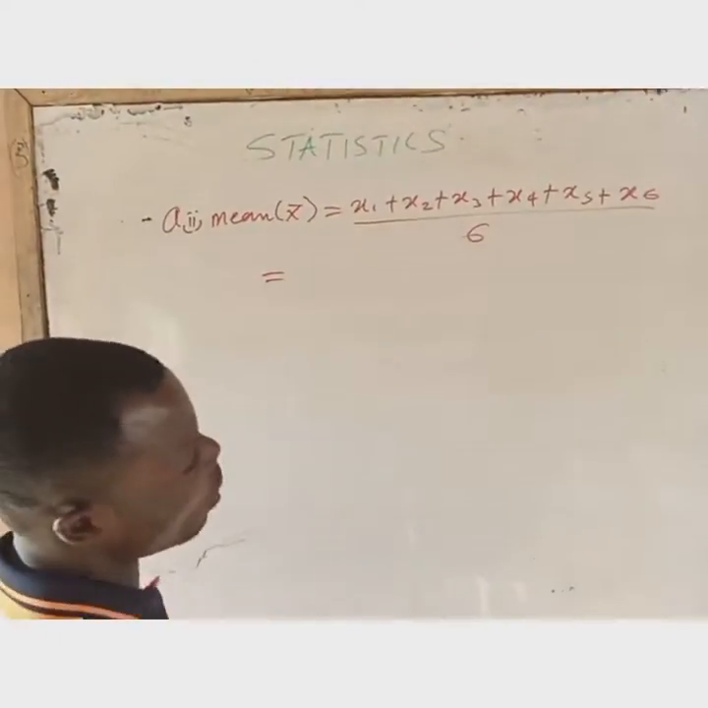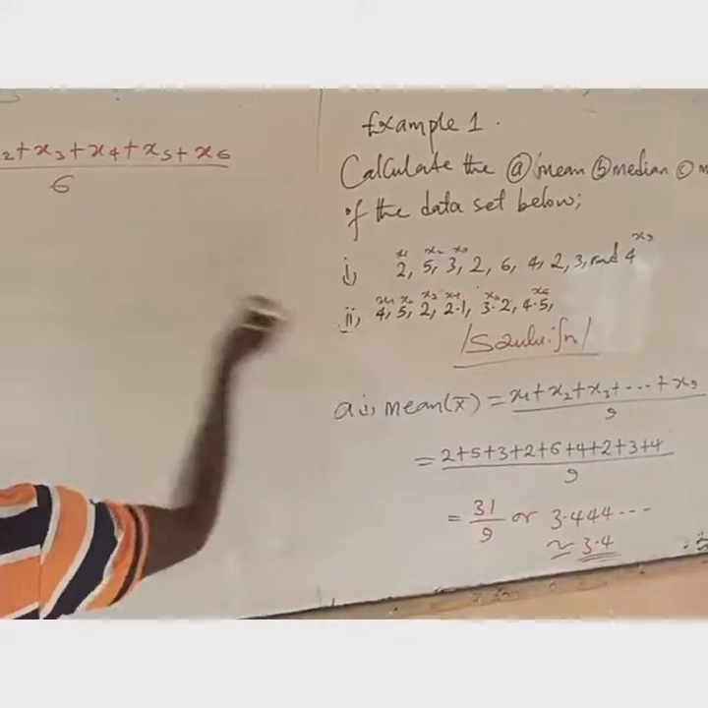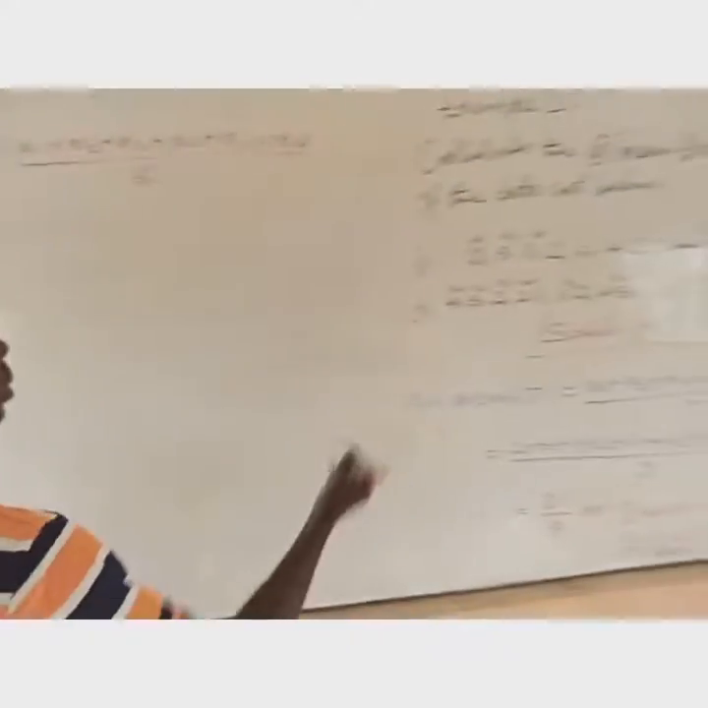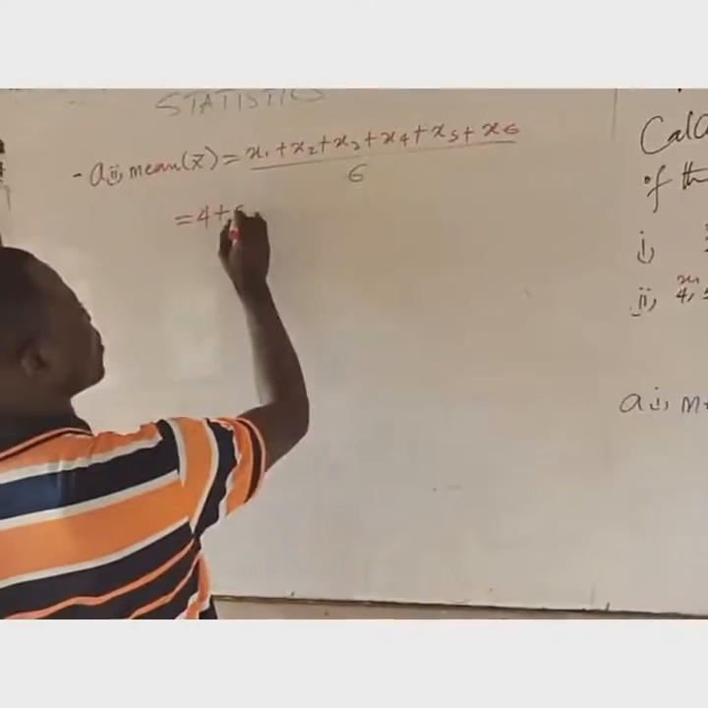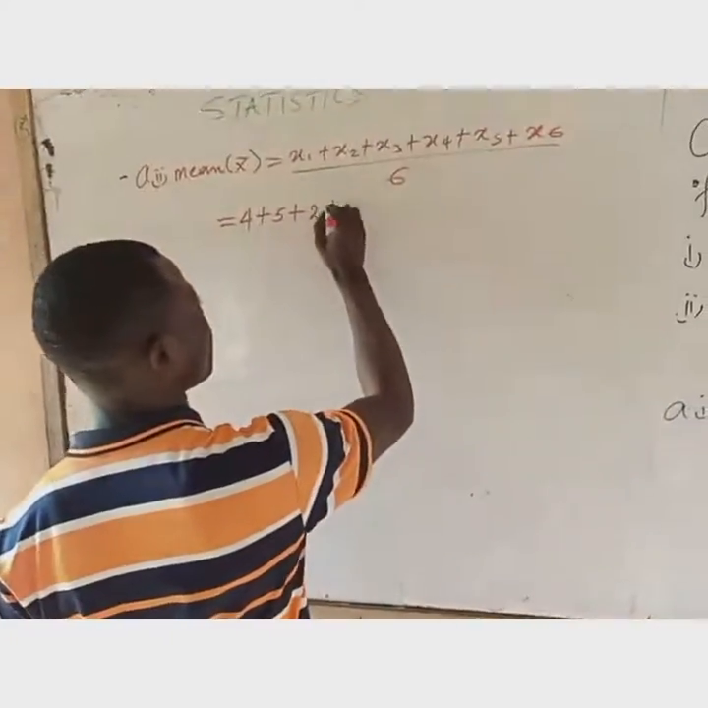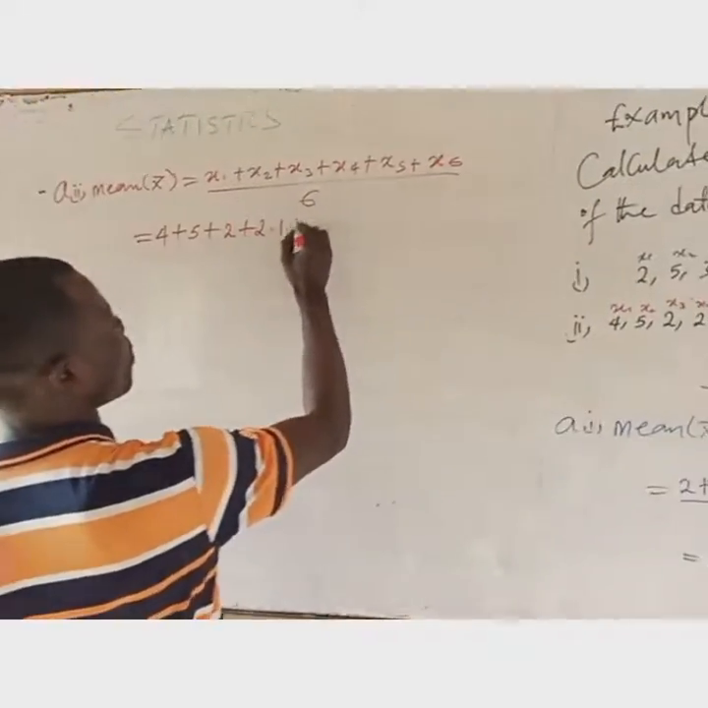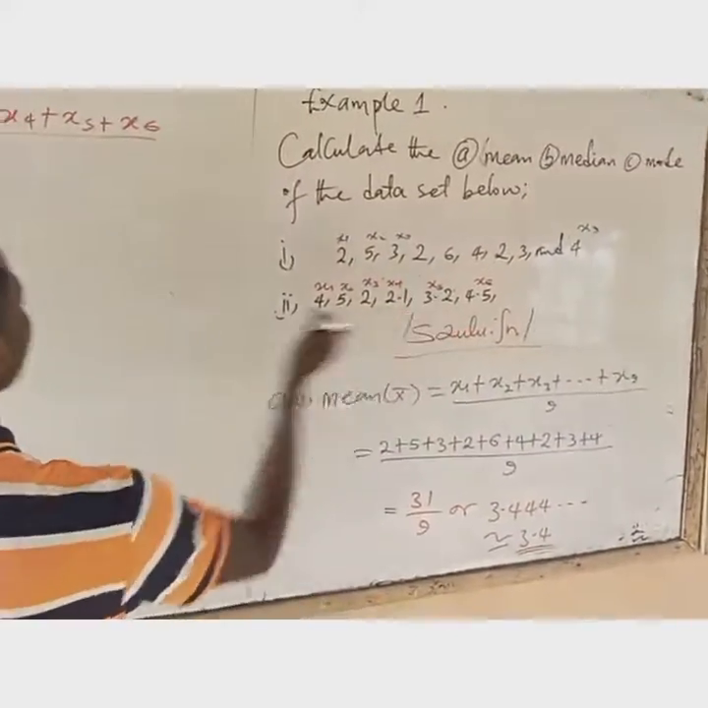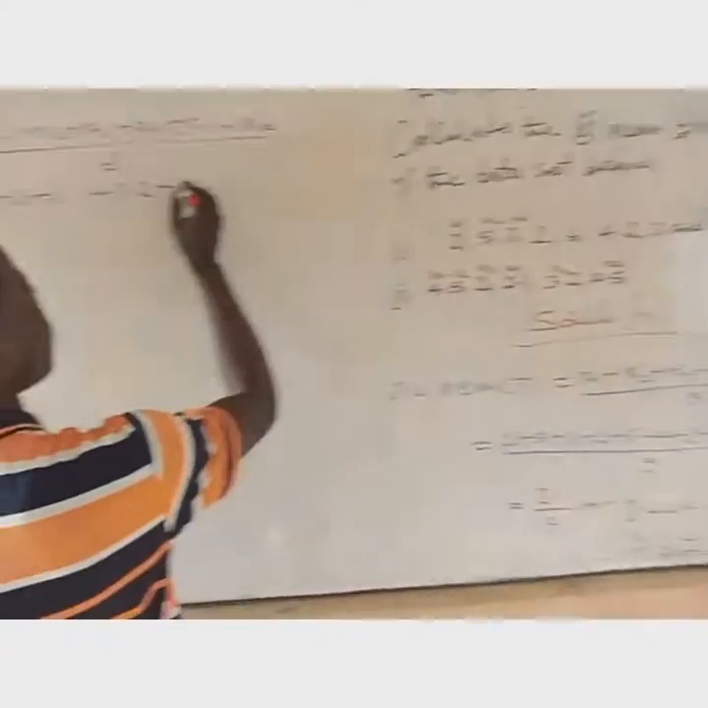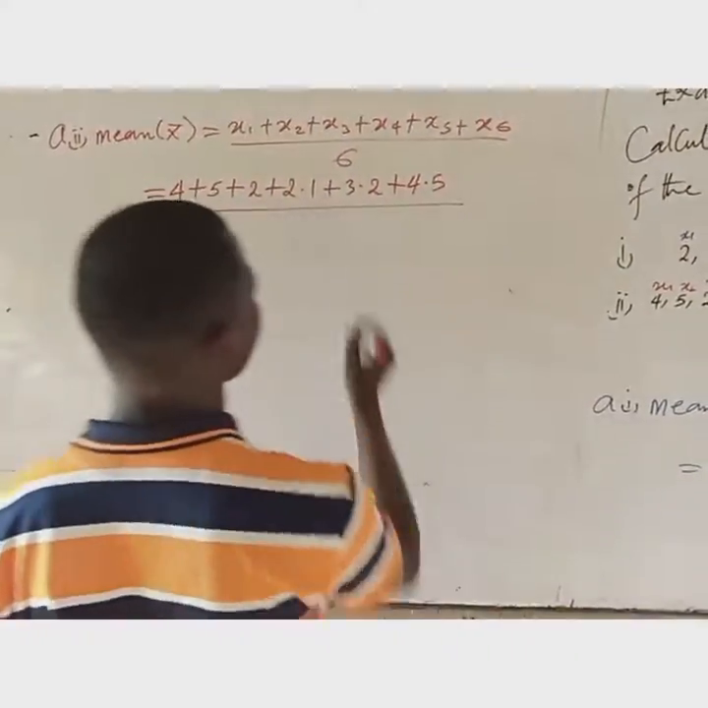So let's substitute. We have 4, which is our x1, plus 5 plus 2 plus 2.1 plus 3.2 plus 4.5, all divided by 6.